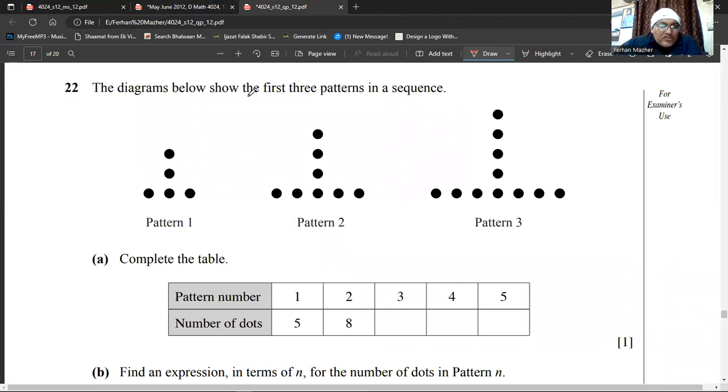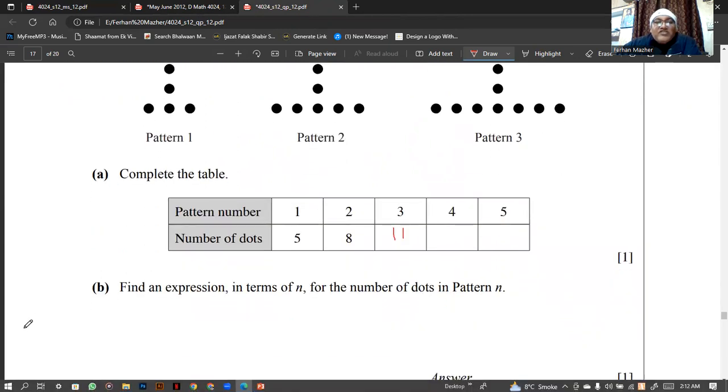Complete pattern 1, pattern 2, pattern 3, pattern number, and the number of the dots. In the first pattern, we have 1, 2, 3, 4, 5. In the second pattern, we have 1, 2, 3, 4, 5, 6, 7, 8. And in the third pattern, we have 1, 2, 3, 4, 5, 6, 7, 8, 9, 10, and 11. So here we have 11. So the final expression is complete.